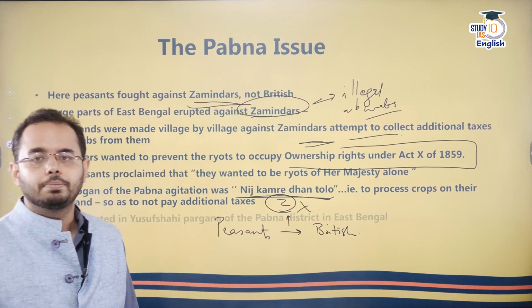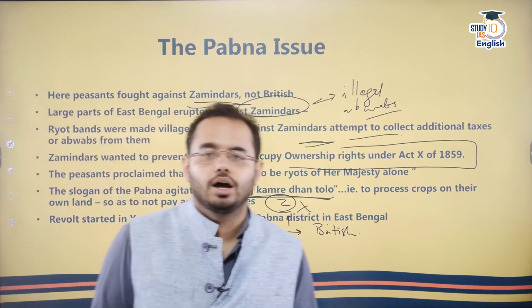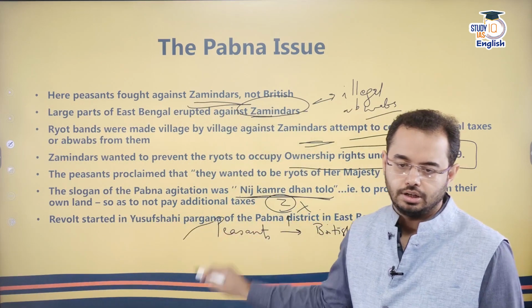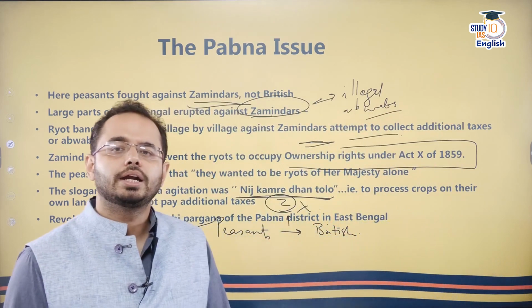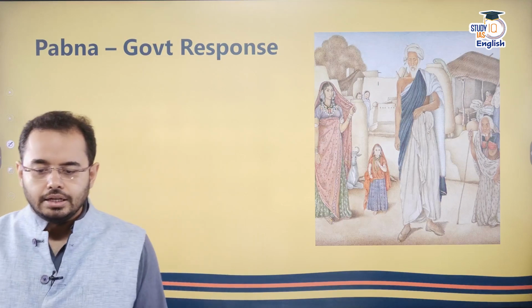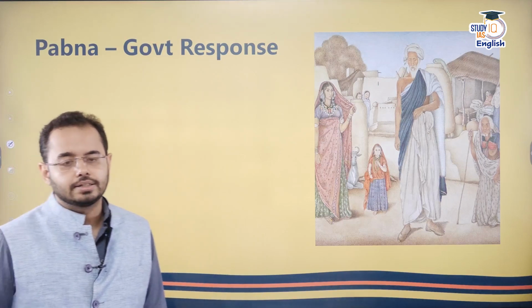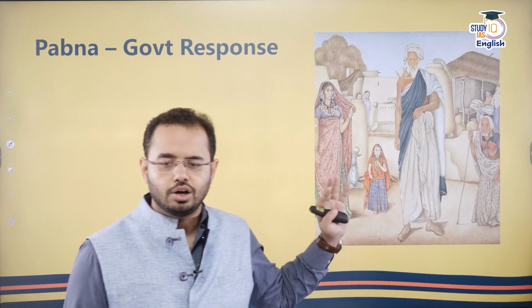Now this made Pabna a bit different. Pabna is located in the Yusufshahi Pargana of the Pabna district in eastern Bengal, but it later on spread in a huge way. Very interestingly, the government response in Pabna was far from oppressive. The government was not oppressive in Pabna. Here I've shown you a painting of how a farmer in the eastern Bengal region looked. Again, these paintings are coming from the East India Company themselves. They are called company or bazaar paintings, and colonial paintings also. So when they visualize a farmer, they visualize the whole family as such.